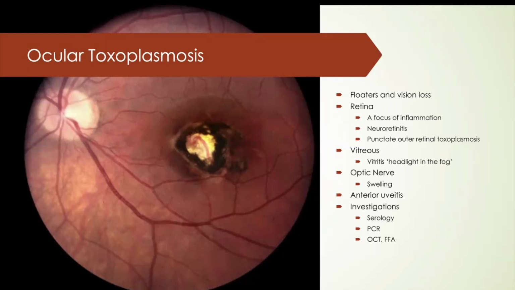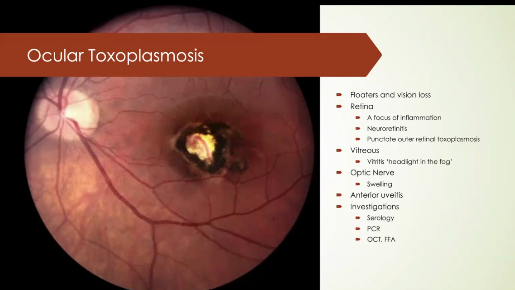Now, in the vitreous you can have quite a marked vitritis, which is where you get this typical headlight in the fog that you'll read in some of your questions, because you get this bright white focus of inflammation that you can see through a very dense vitritis, which is your fog. Your optic nerve could be swollen. You may have an anterior uveitis. Sometimes that's just spillover from the vitritis at the back of the eye.